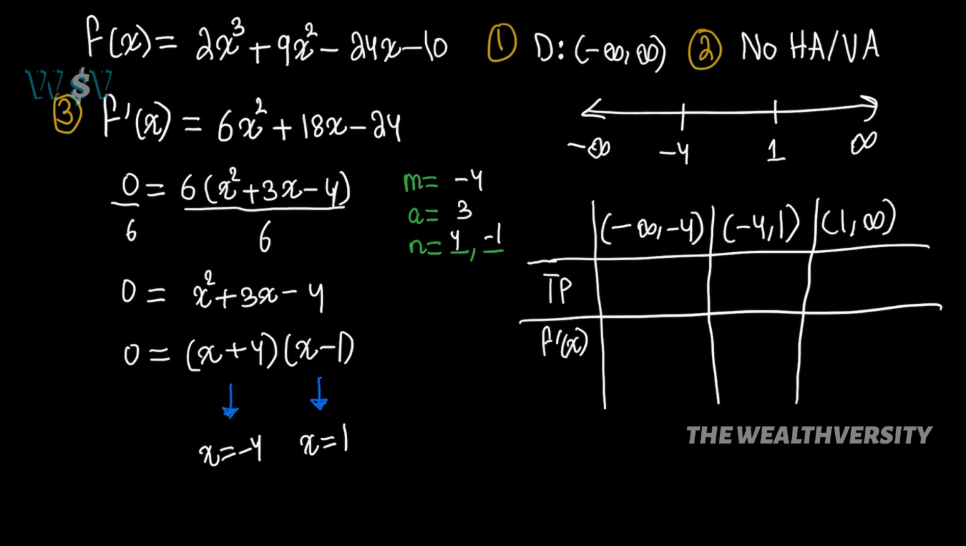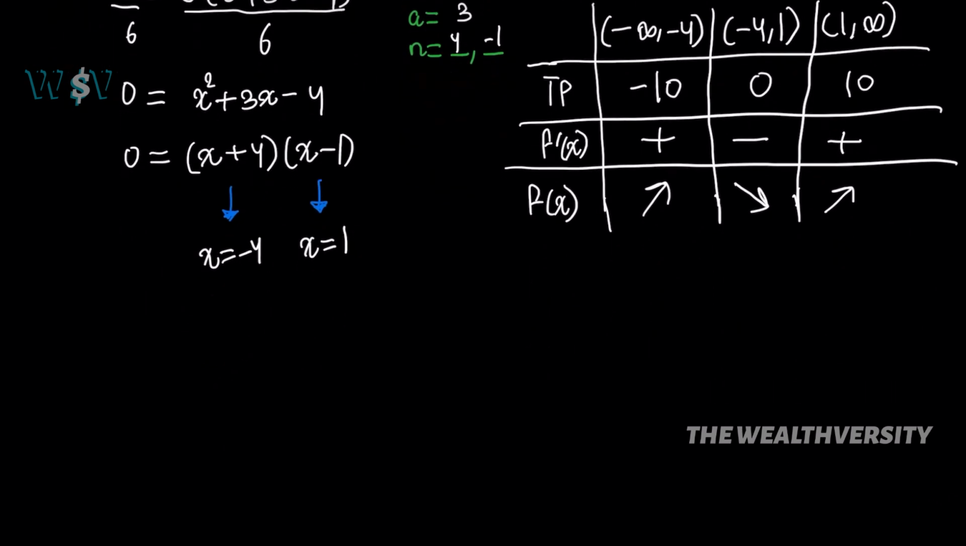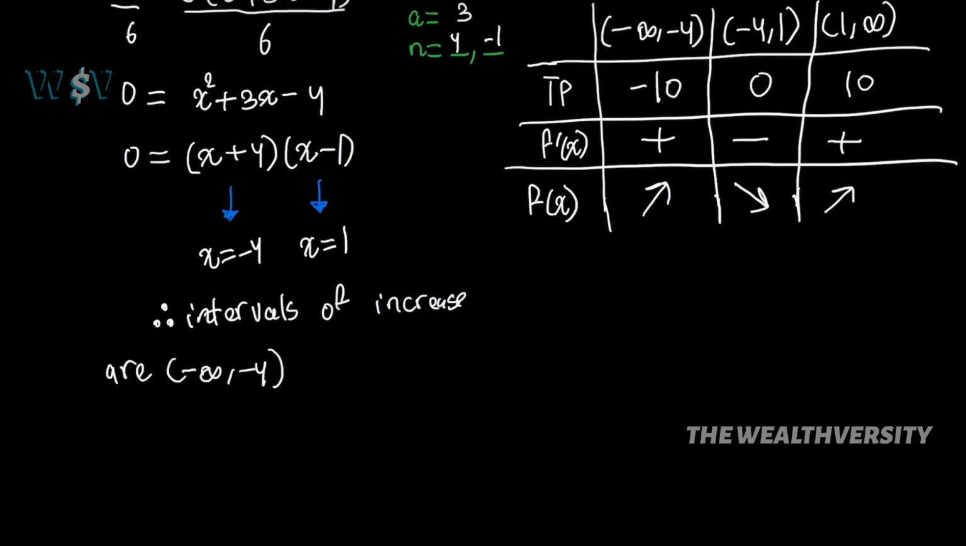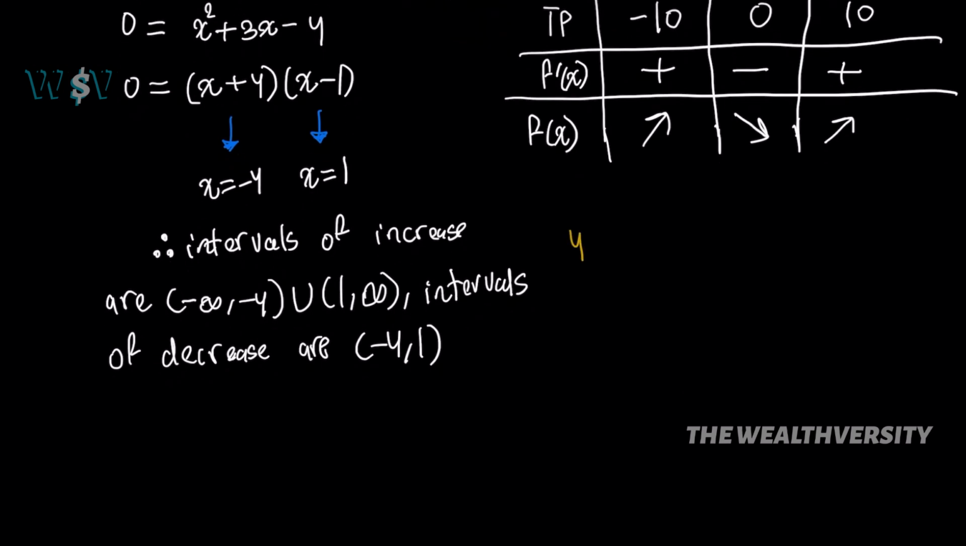If it's negative, then the function is decreasing. If it's positive, then the function is increasing. I will choose -10, 0, and 10 as my test points. When these are subbed into the first derivative, we get that the value is positive on the first and last interval and is negative on the second interval. So the function is increasing on the first interval, then decreasing on the second, then increasing on the third interval. Therefore, our intervals of increase are negative infinity to -4 and 1 to infinity, and our intervals of decrease are -4 to 1.